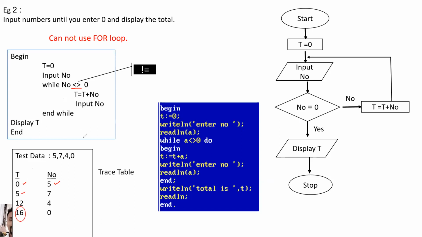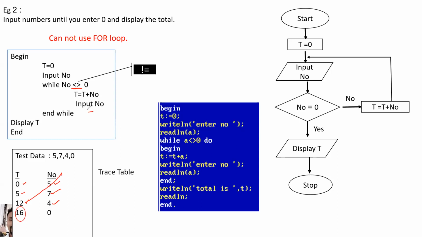Then you are taking input number. Suppose I input 7. It goes to the top and checks whether it's not equal to 0. So yes, it comes inside, and the total becomes 5 plus 7, 12. Then again you take another number, we'll take 4. You can use any number, it's called a trace table. Using a trace table, you can check whether your program is working properly.